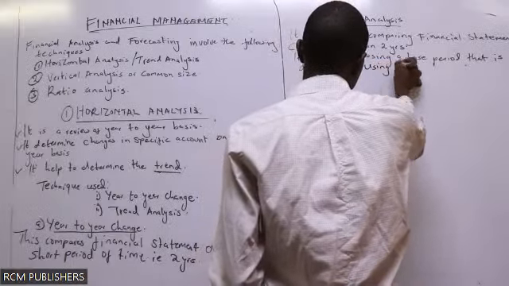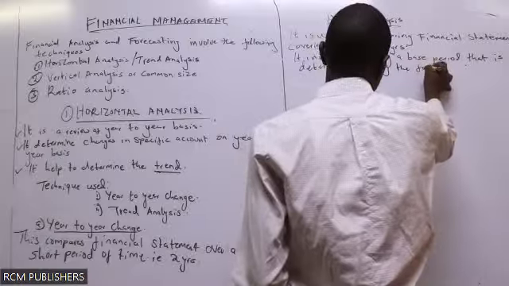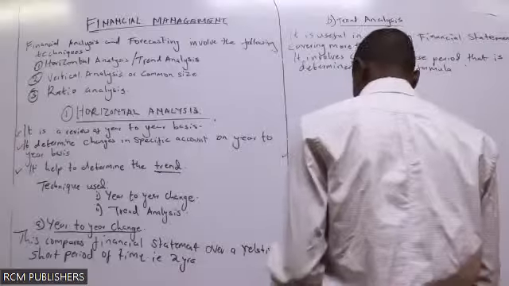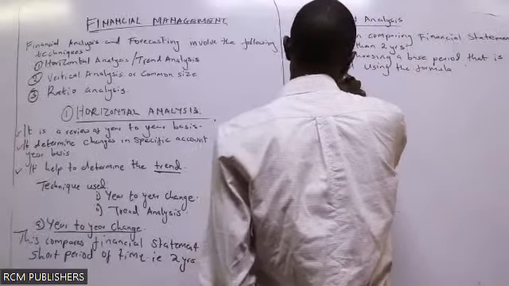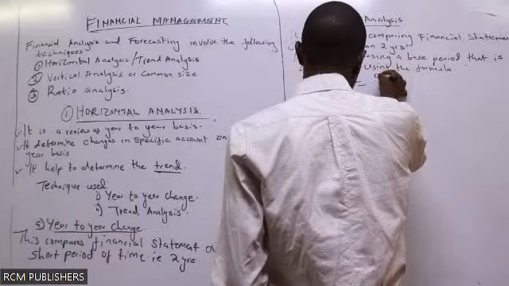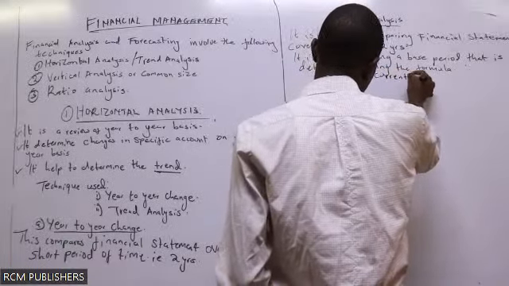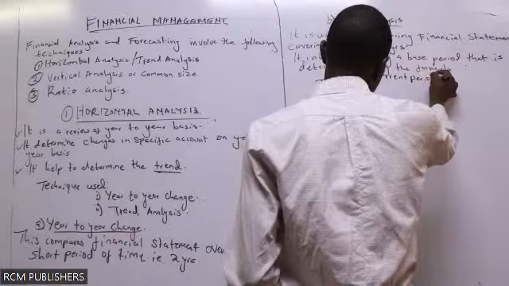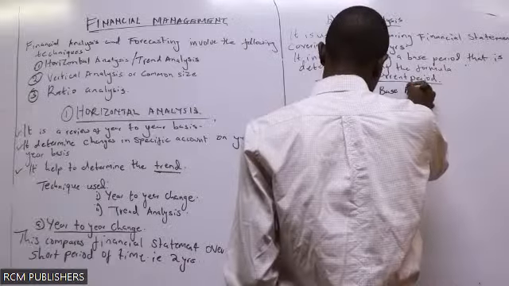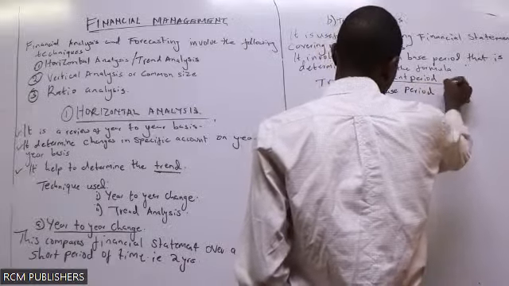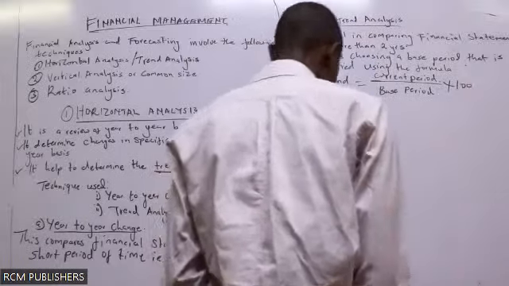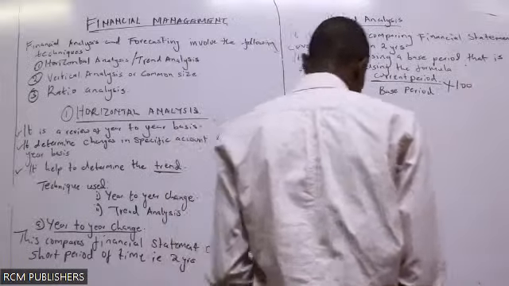Using the formula. So trend will be the current period divided by the base period, then you multiply by 100.